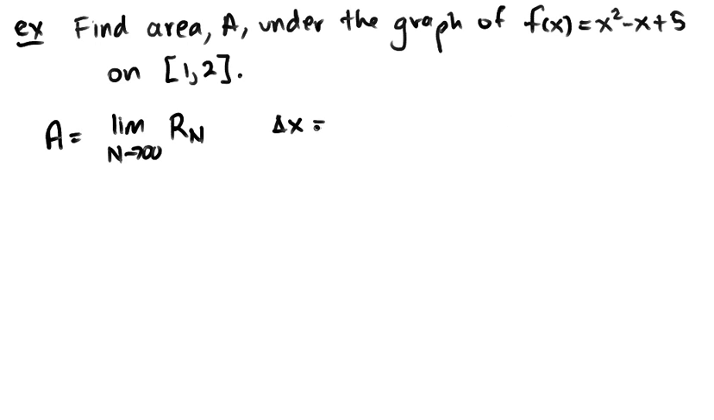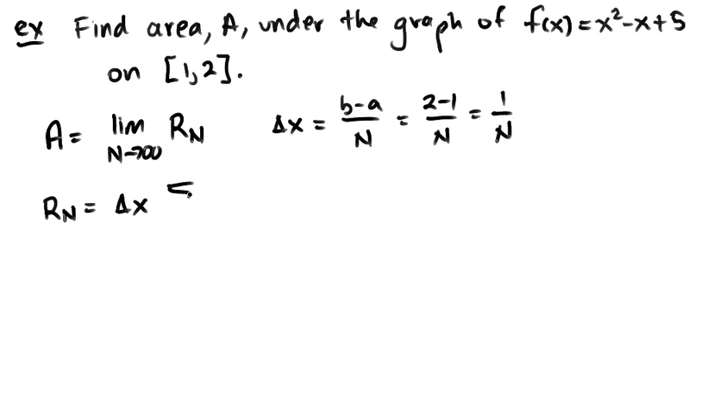And in this case, the delta x is equal to, again, b minus a over n, so 2 minus 1 over n. I don't know my n value, so I just simplify that to 1 over n. And so r sub n now equals, I use the formula, delta x times the sum from j equals 1 to n of f of a plus j times delta x. And substitute in what I know.